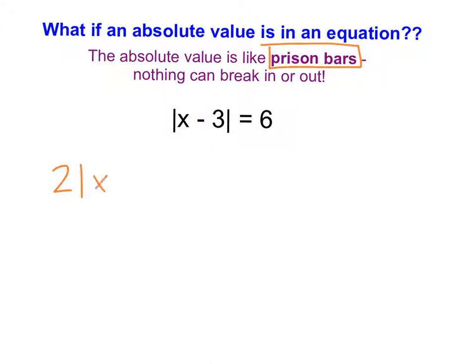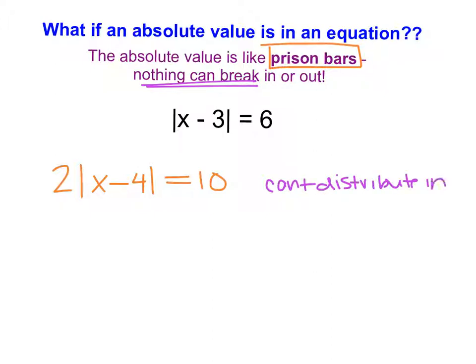So say, for example, I had the following problem. Say I had 2 absolute value of x minus 4 is equal to 10. Most of your gut instincts are telling you, oh, you should distribute right into those absolute values. But the thing is, nothing can break in. So you can't distribute in. You can't break into the prison that is the absolute value. You can't distribute inside of it.